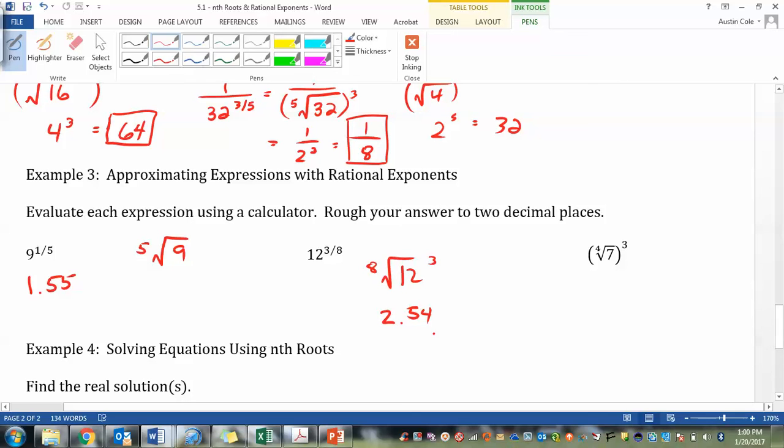Okay, same idea here. I'm going to hit the 4, and I'm going to go to math, go down to number 5 option there, and then I'm going to hit 7. So I'm doing the 4th root of 7 and hit enter. Excuse me, and then raise that to the 3rd power.